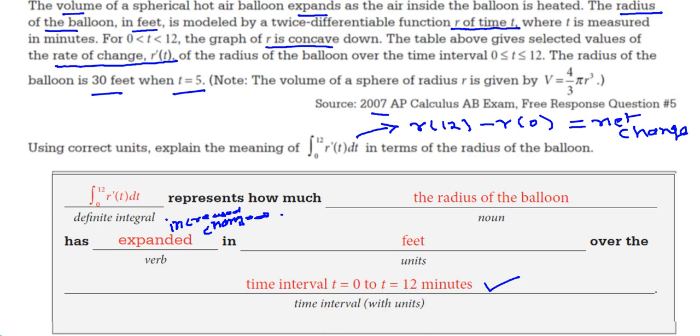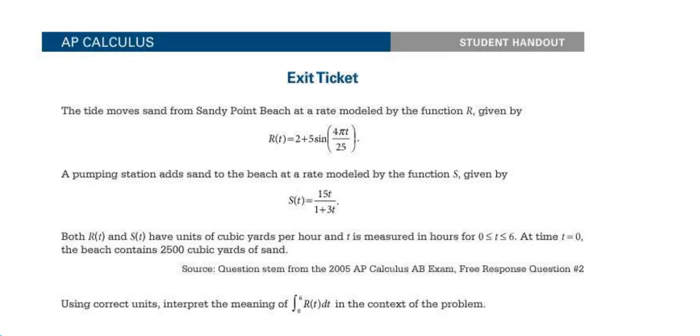So now it's your turn to write the answer on your own. Please pause the video here and write the answer on this exit ticket. You are given a rate R of t for the tide. The sand is moved from the beach. A pumping station is adding the sand. R of t and S of t have the same unit, cubic yard.